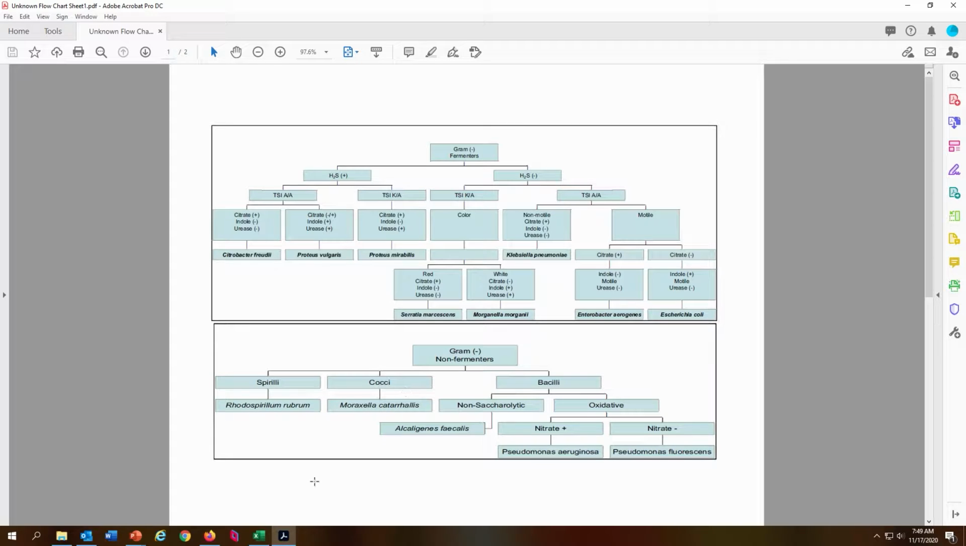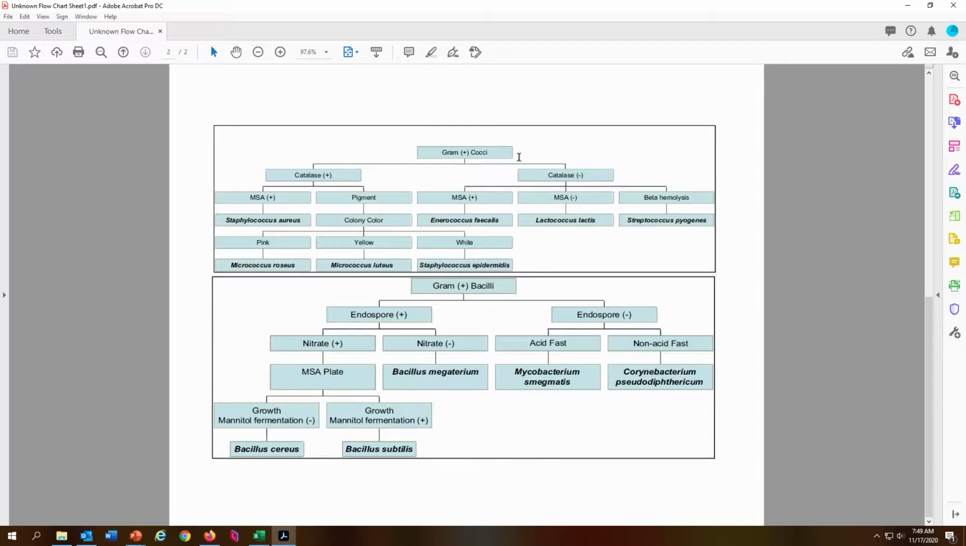The flow chart breaks it down into major categories. I'm going to go over these really quickly so you know them. You're either going to be sitting at gram-negative fermenter or gram-negative non-fermenter, or gram-positive cocci or gram-positive bacilli. Those are the 4 broad categories. Basically, I will give you an image and ask which of these it fits in.